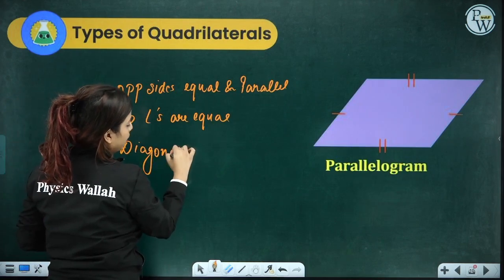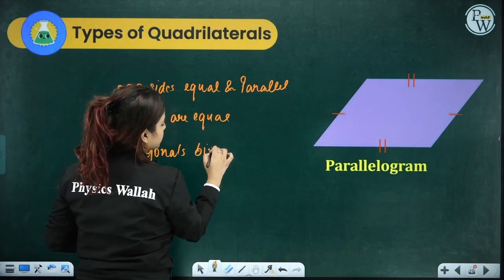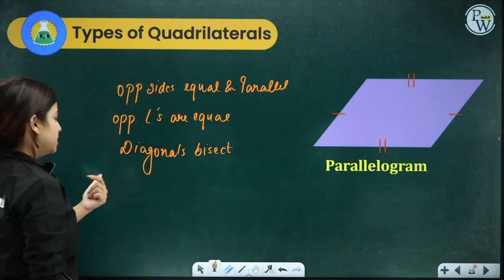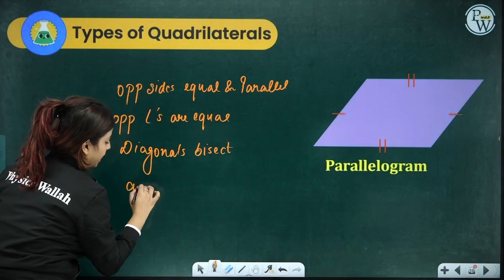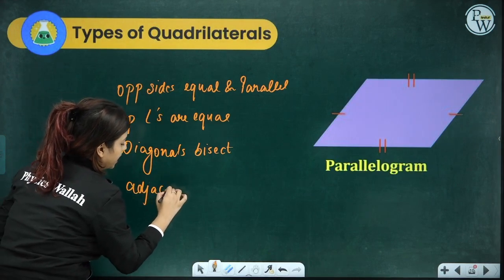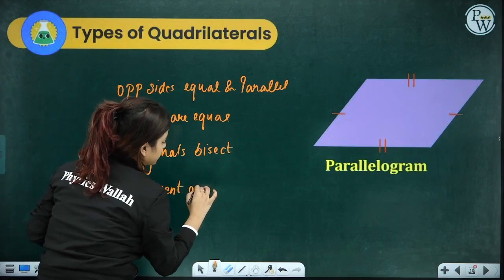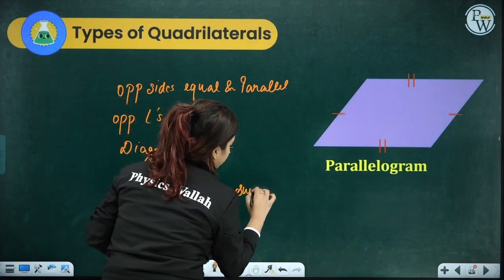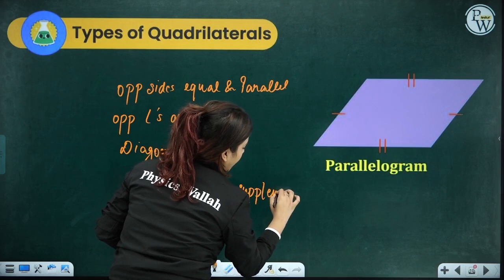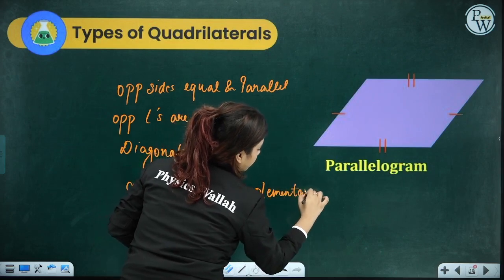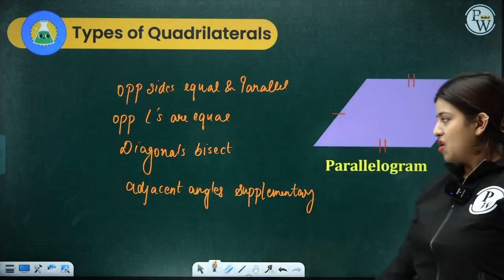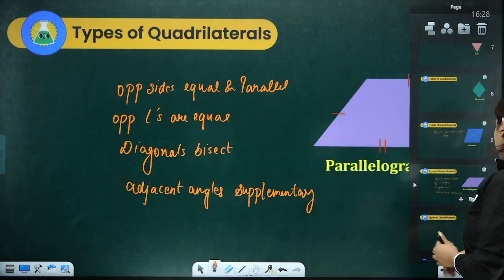I hope that now everyone is clear about the word bisect. What does bisect mean? So diagonals bisect each other, and the next thing that we have is adjacent angles are supplementary. That is, the adjacent angles give a sum of 180 degrees. Adjacent angles are supplementary. So these are the properties of a parallelogram, right? So this is very important to deal with.